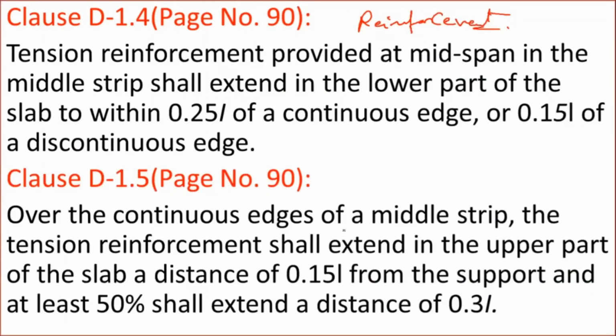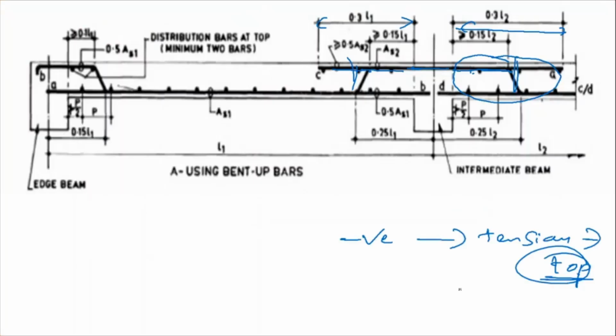Over the continuous edges of a middle strip, the tension reinforcement shall extend in the upper part of the slab, that is at the top of the slab, to a distance of 0.15 L from the support, and at least 50% shall extend to a distance of 0.3 L. Hope this point is clear. Whatever tension reinforcement you are providing at the top has to be extended beyond the support to the length of 0.15 L completely, and of that at least 50% has to be extended till the length of 0.3 L2.